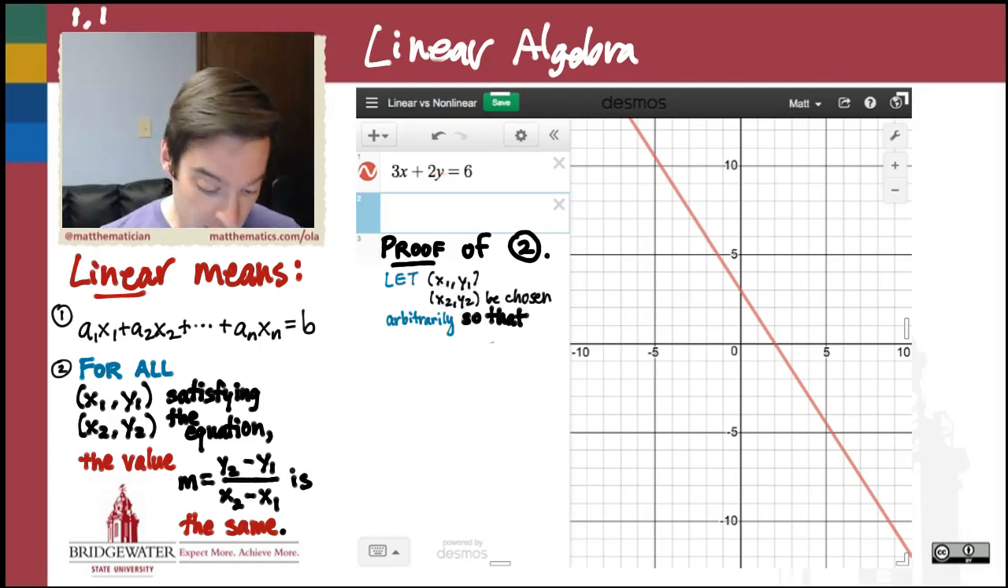So x1, y1 satisfies this equation, 3x plus 2y equals 6. And therefore, we know that 3x1 plus 2y1 is equal to 6. Right? Similarly for x2 and y2, 3x2 plus 2y2 is equal to 6.